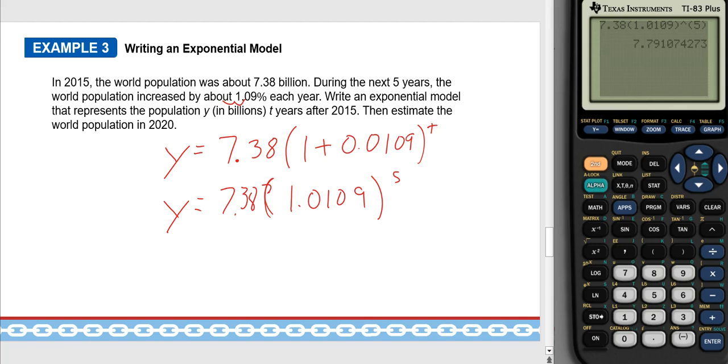So they're telling us in 2020, the population would be about 7.79 billion people. Right, we'll throw that label on there instead of writing out all the zeros. So that's our estimate for the population.